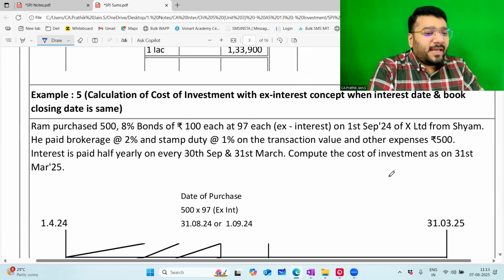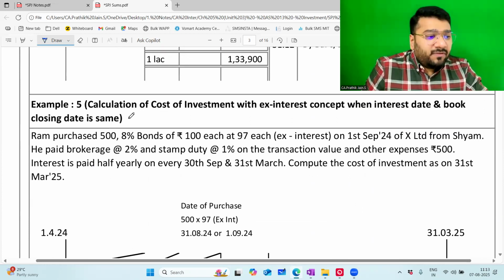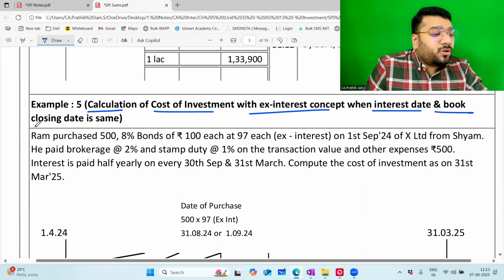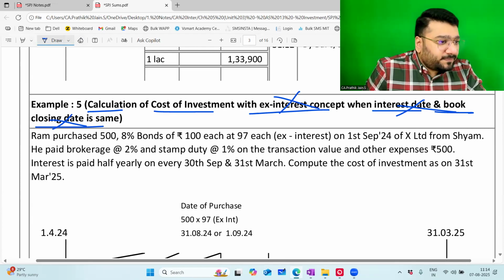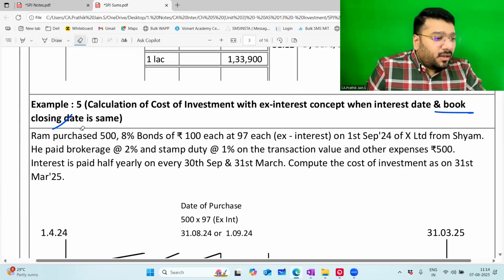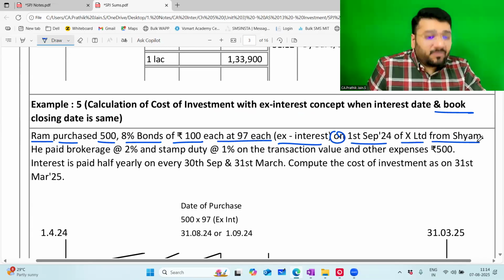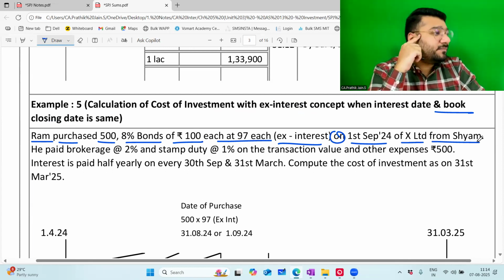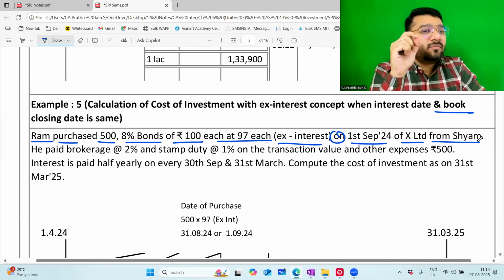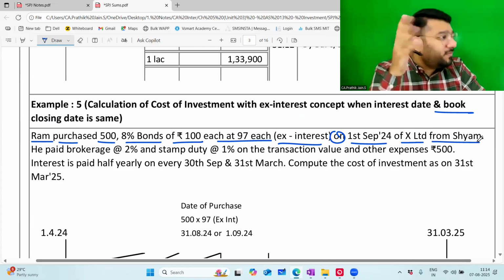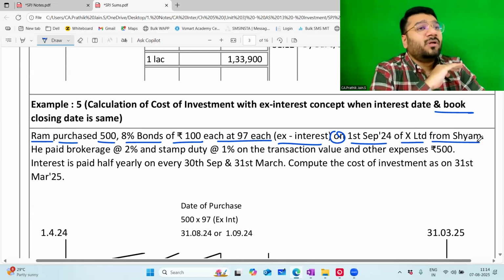Now, let me take you to example 5. Here, what are we going to learn, sir? We are going to learn how to calculate the cost of investment with ex-interest concept when the interest date and the book closing date is same. Now, all this you will not understand. What this is, you don't know. What this is also you don't know. Everything I'll explain through this concept. Let me read the question for you. Ram purchased 500, 8% bond of 100 each at 97 ex-interest on 1st September 24 of X Limited from Sham. This is one line. Good enough to bring you down because it's got so much information in it. If each and every word is not paid attention to, the question could be screwed.